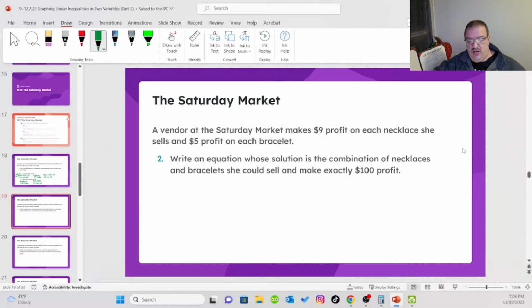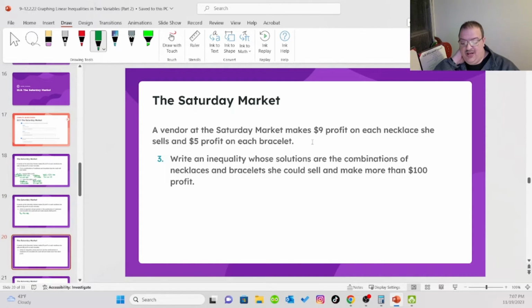Now they want us to write an equation whose solution is the combination of necklaces and bracelets she could sell and make exactly $100 profit. So necklaces are $9 each, and we don't know how many. And bracelets are $5 each, and we don't know how many. But we want it to equal exactly $100. So that would be the equation to represent this.